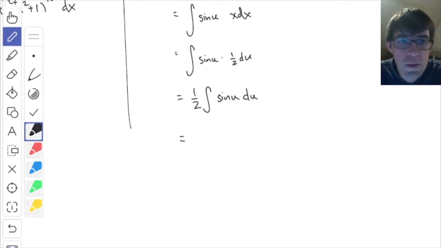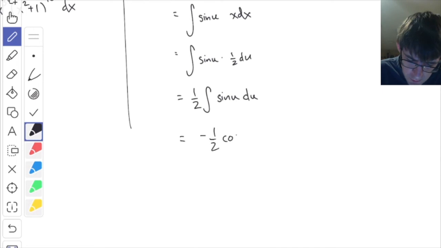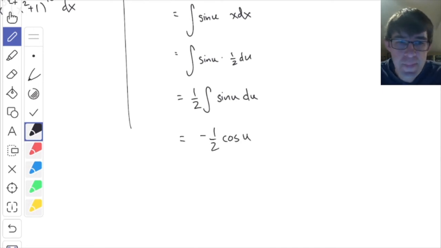So it's cosine, right? Yeah, it is a negative cosine. The derivative of sine is cosine. The integral of sine is negative cosine. So what I end up with is negative 1/2 cosine u. That's the integral of sine u is cosine u.